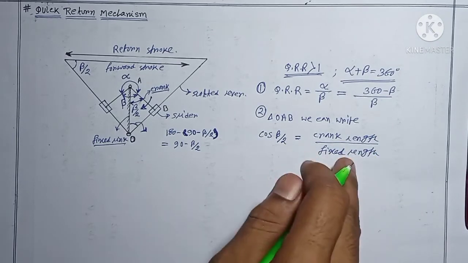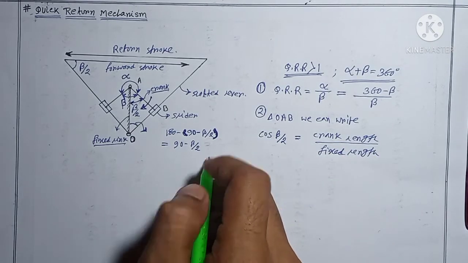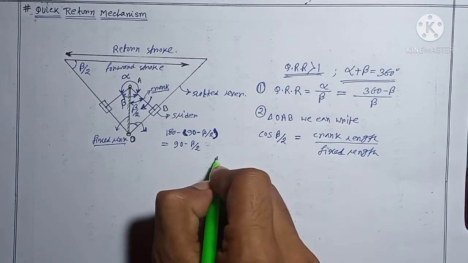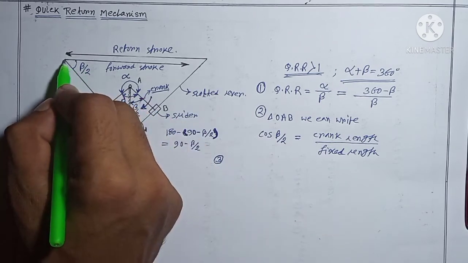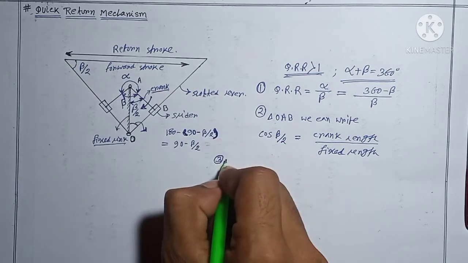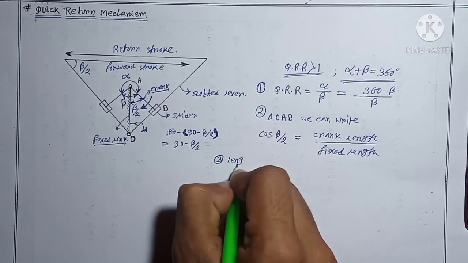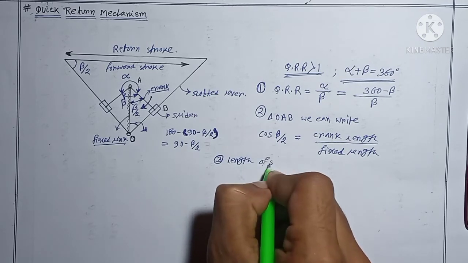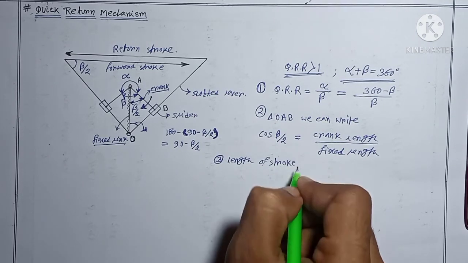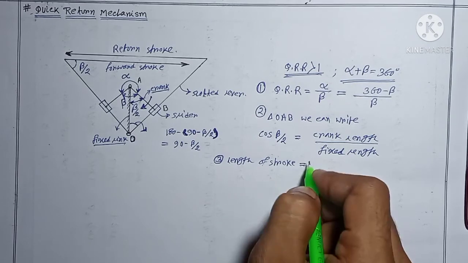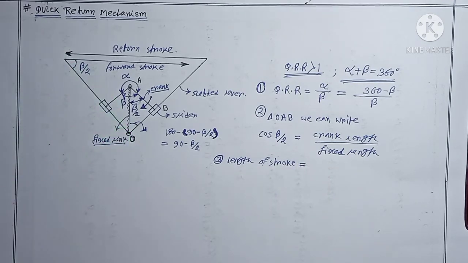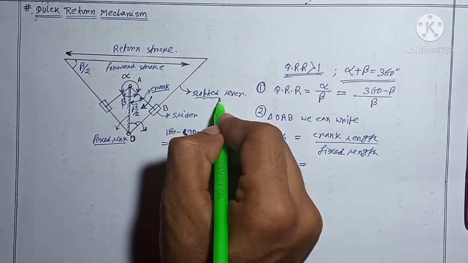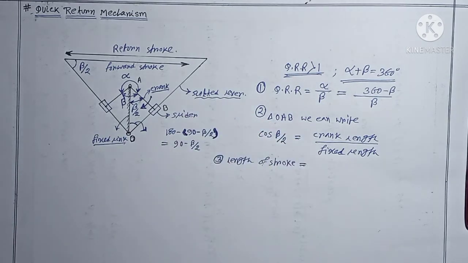So this one is the next one. Next, the third and the last question they can ask from this topic is to find out the length of the stroke. Now listen, to find out the length of stroke, it is very important that you know the length of this slotted lever. This slotted lever length should be known to you.